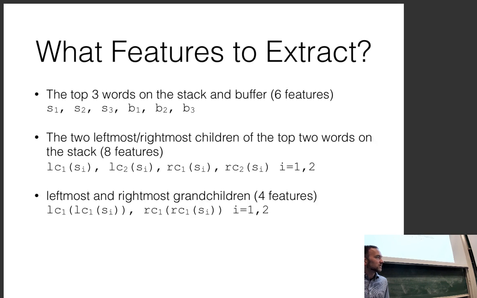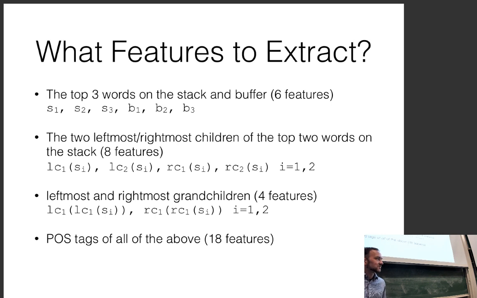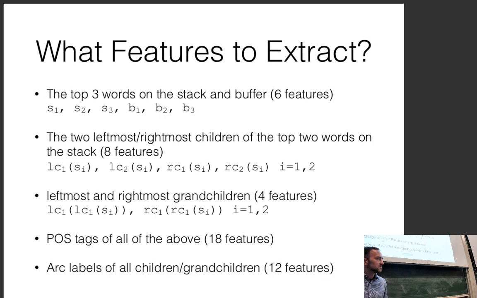The leftmost and rightmost grandchildren, so this is basically, you take the left child and left child of the word on the stack, the right child and the right child of the word on the stack. So this gives you 4 features because you do these for these 2. And part of speech tags of all of the above, which gives you 18 features, and arc labels of all of the children and the grandchildren.